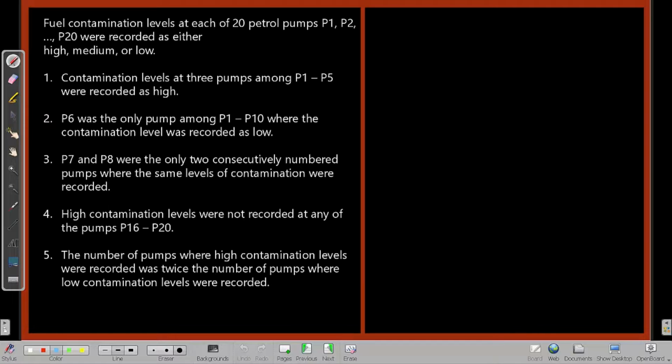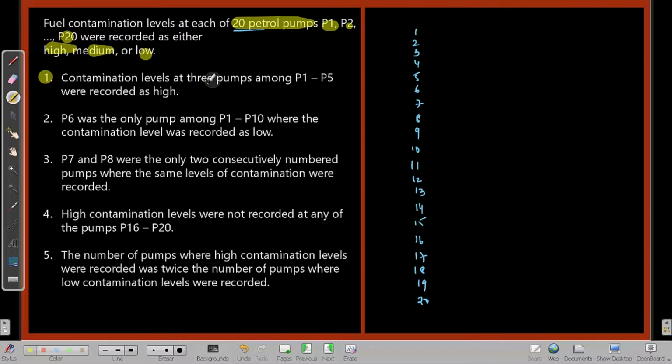It says fuel contamination level of 20 petrol pumps. So we have 20 petrol pumps, P1, P2, up to P20, recorded as either high, medium or low. So let's go ahead and draw a diagram. Let's say 1, 2, 3, 4, and up to 20. Perfect. Let's now look at rule number 1.